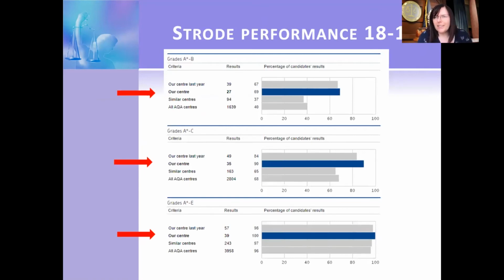So why should you study A-level law at Strode rather than anywhere else? Well, we have a very successful history when it comes to our students achieving at A-level. So you will see where the red arrows are our performance compared to other similar colleges. And last year, we had over 69% of our students achieve A star to B, which is the high grades. And as you can see from the middle bar graph, we had 90% of our students achieving A star to C grades.